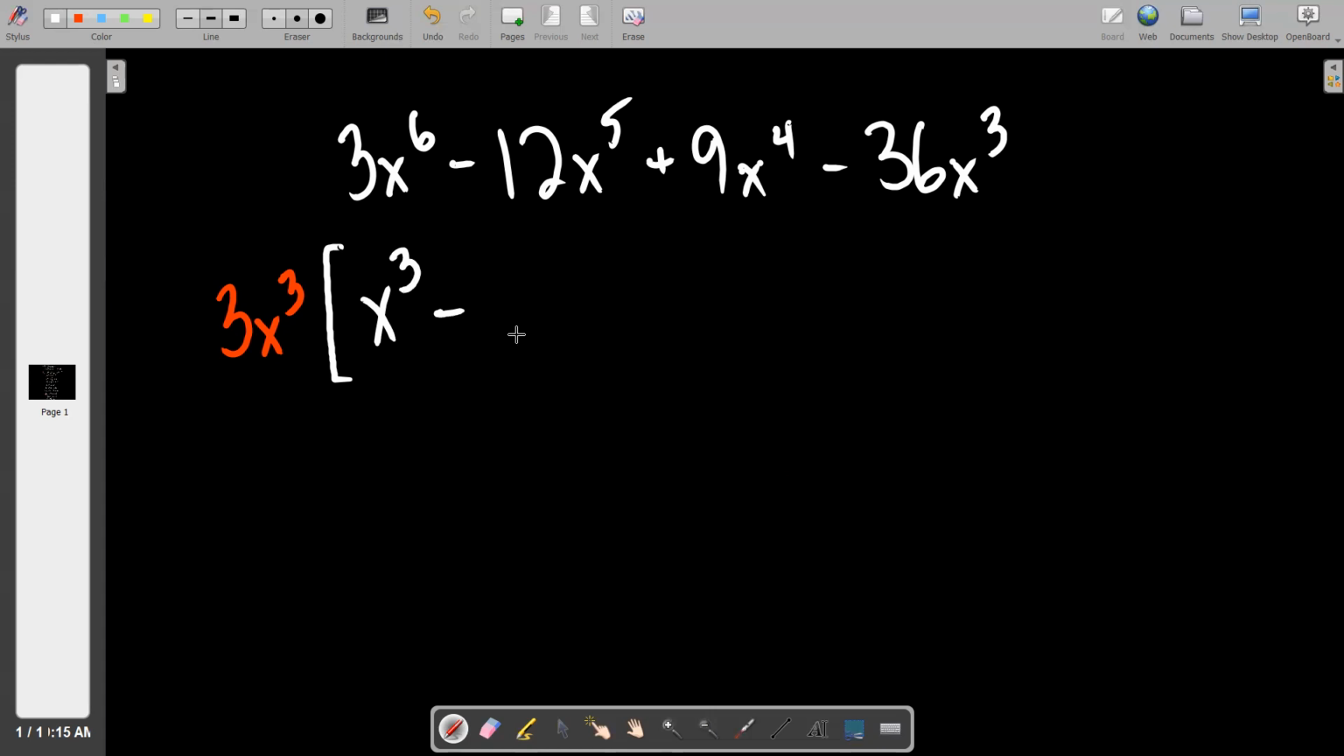Second term. Plus, minus. That's it, right? GCF. And as always, the GCF is out of the way, and now we can actually get to doing the problem.